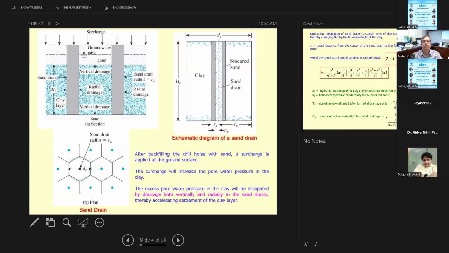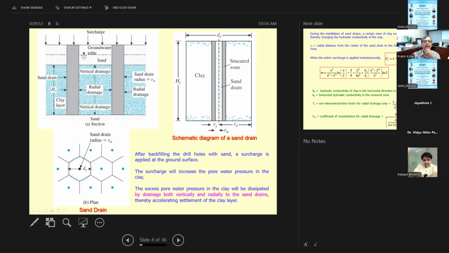So this is how the sand drain looks. You see here the surcharge load, and there is a clay layer over here, and then the top layer is the sand, and there is a water table also. So what is happening here, the sand layer at the top and bottom. Obviously, if you put a surcharge load, water can go.